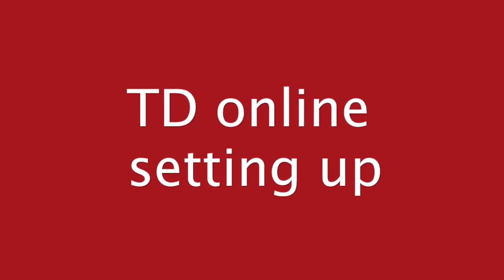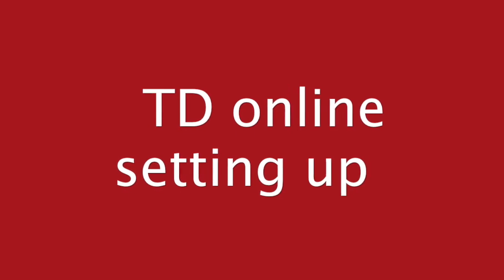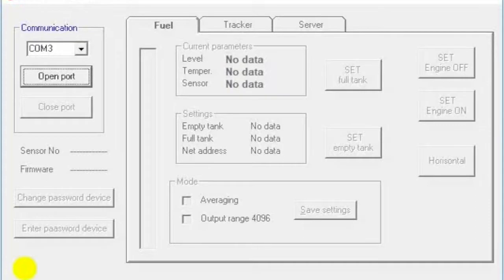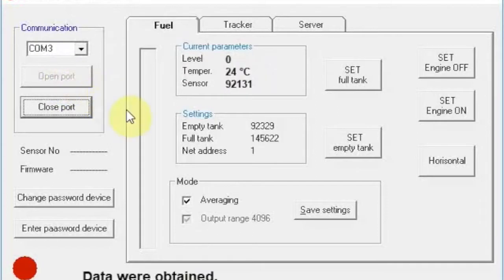Hello, this is the TD Online Sensor Configuration Menu. First of all, run the configurator. Connect the adapter to your PC via USB. Connect the sensor to the adapter. Open the registered COM port. The sensor is initialized.